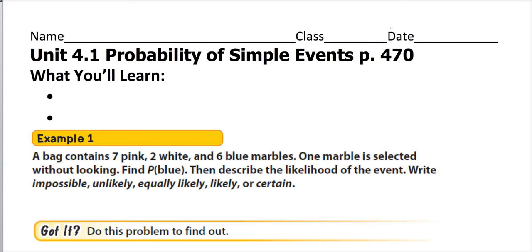So today we're going to start Unit 4, and this is about probability. And today we're going to look at probability of simple events, and this can be found on page 470 in the textbook. Okay, go ahead and put your first name and your last name up at the top, your class hour, and today's date.